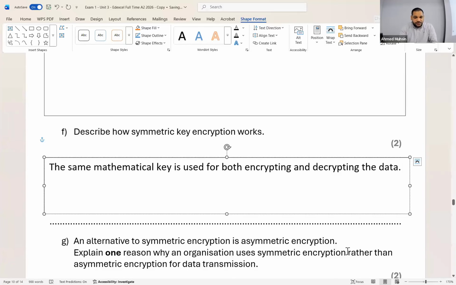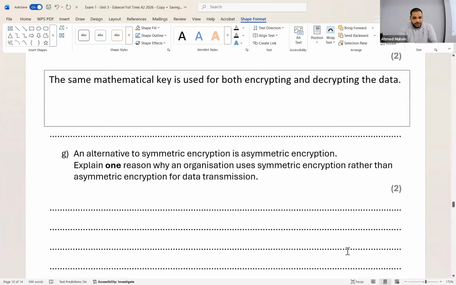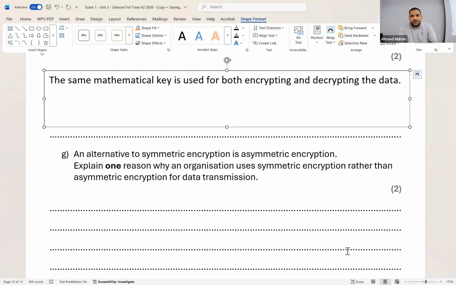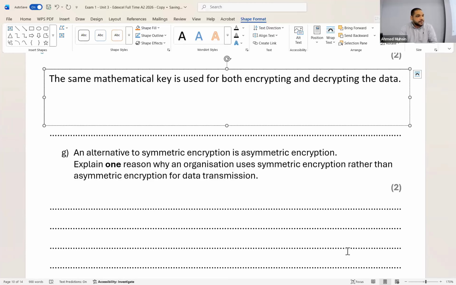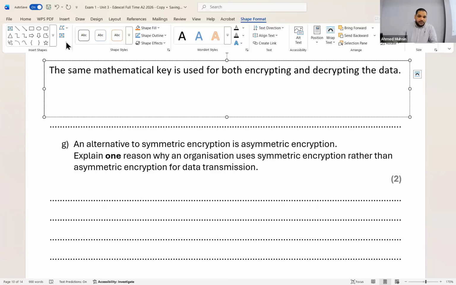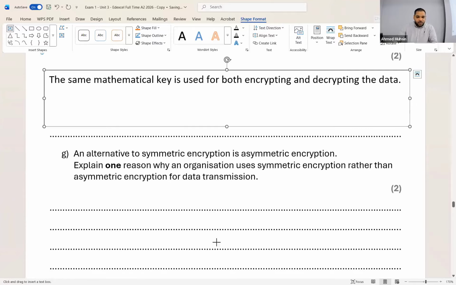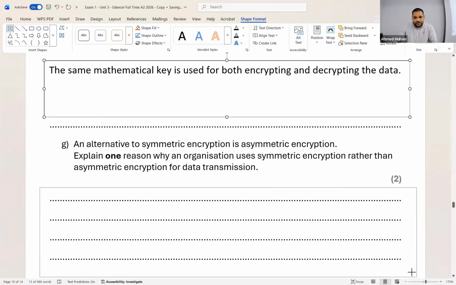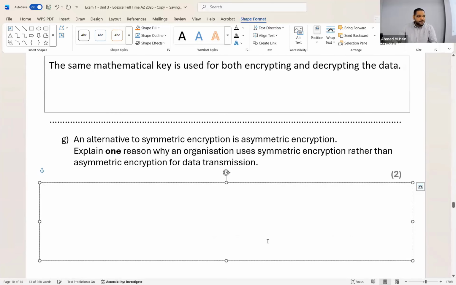An alternative to symmetric is asymmetric encryption. Explain one reason why an organization uses symmetric encryption rather than asymmetric encryption for data transmission. Everybody, why do organizations? Okay, so there are many reasons. They have asked me for one. Shall we first talk about the reasons? Which one is faster? Symmetric is a lot faster than asymmetric because how many keys are we dealing with? We are dealing only with one key here.